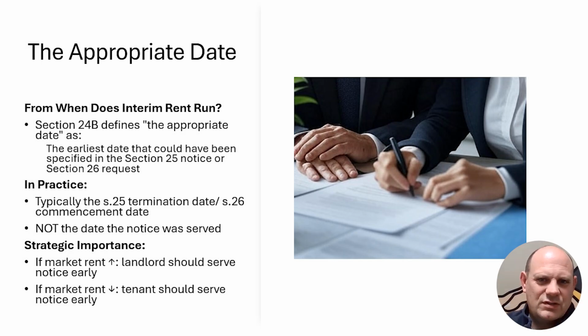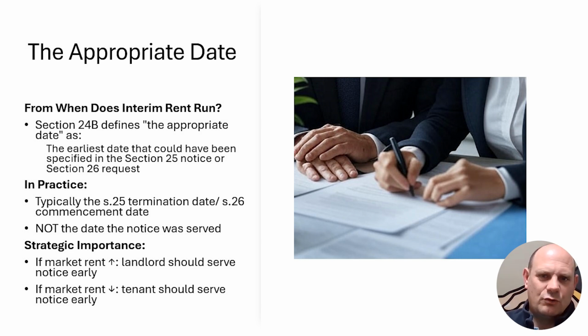In practice, this means that the interim rent typically runs from the date specified in the notice or request as the termination or commencement date, not from the date the notice was served. Now, the timing is crucial. If the market rent has increased since the original lease was granted, a landlord has a strong commercial incentive to serve a Section 25 notice as early as possible, up to 12 months before the contractual term expires, so that the interim rent will run from the earliest possible date.